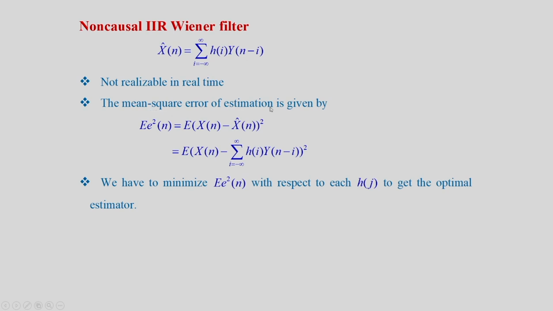Now, the mean square error of estimation is given by E[e squared n], that is E[(x[n] minus x̂[n]) squared], and this I can expand as E[(x[n] minus summation h[i] y[n minus i], i going from minus infinity to infinity) squared]. So, this is the E[e squared n]. We have to minimize E[e squared n] with respect to each h[j] to get the optimal estimator. So, we have to optimally estimate these h[j]'s.